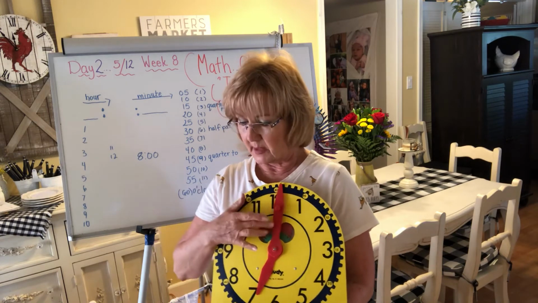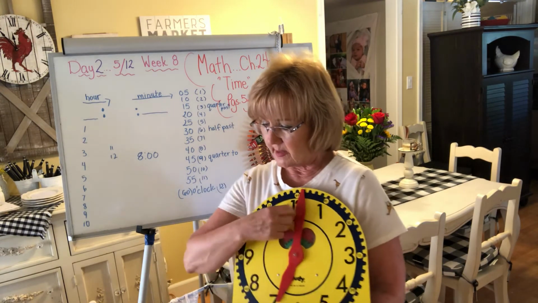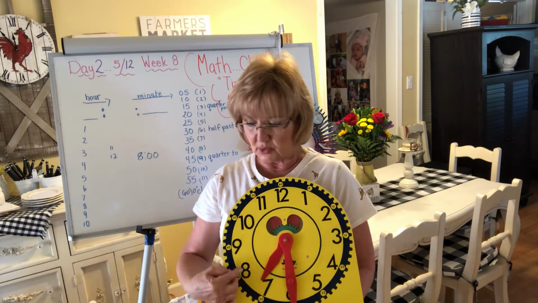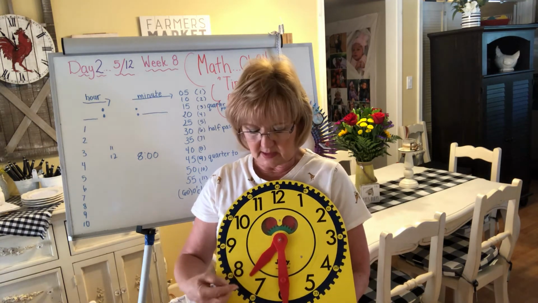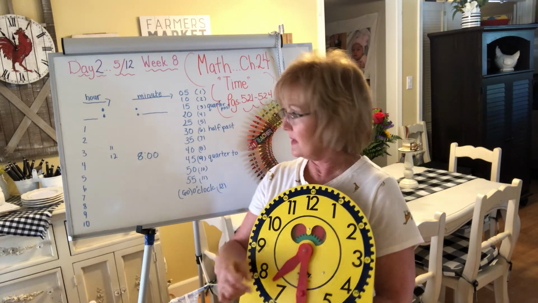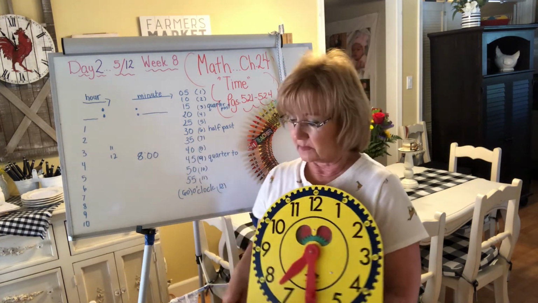Number 6, it was 7 o'clock. Like that, minute hand, 7 o'clock. Now the minute hand has gone down to the 6. The hour hand is creeping toward the 8. It's not there yet, so it still belongs to the 7. Half past 7 is 7:30.